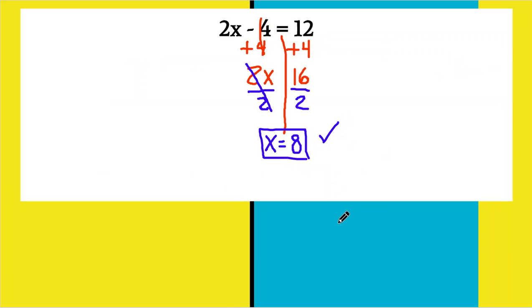So remember, equations, you can always check your work. When you're solving equations, you always do the opposite or the inverse operation to get the variable by itself. You get rid of the number without the variable first, and then you get rid of the number with the variable last.